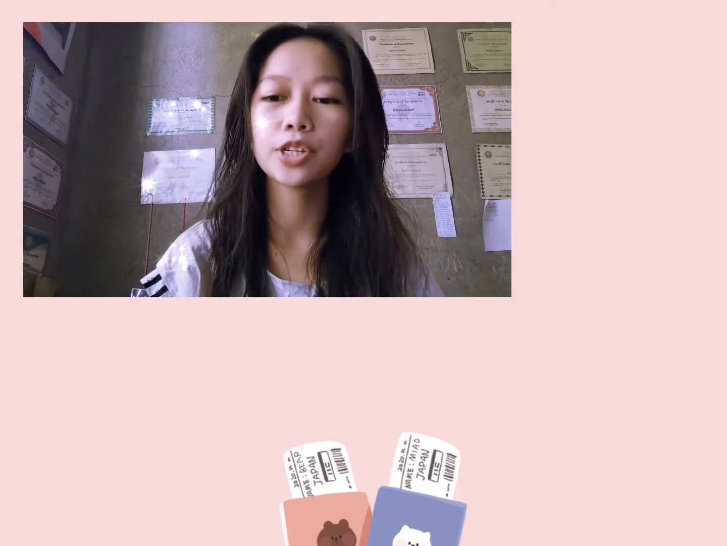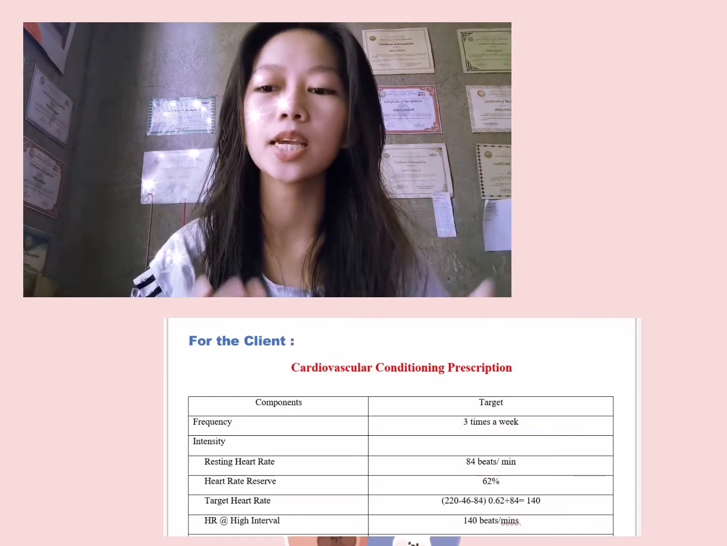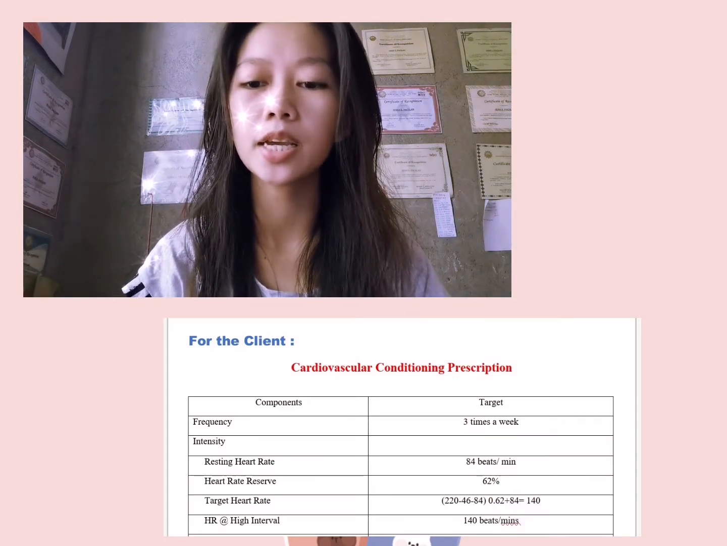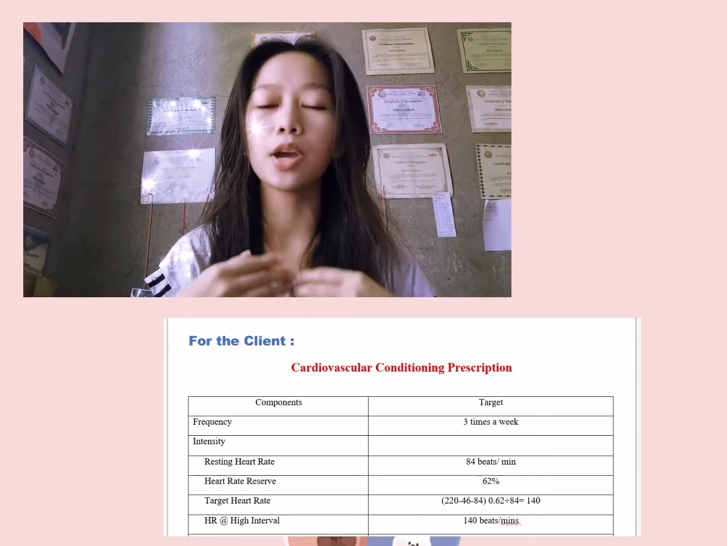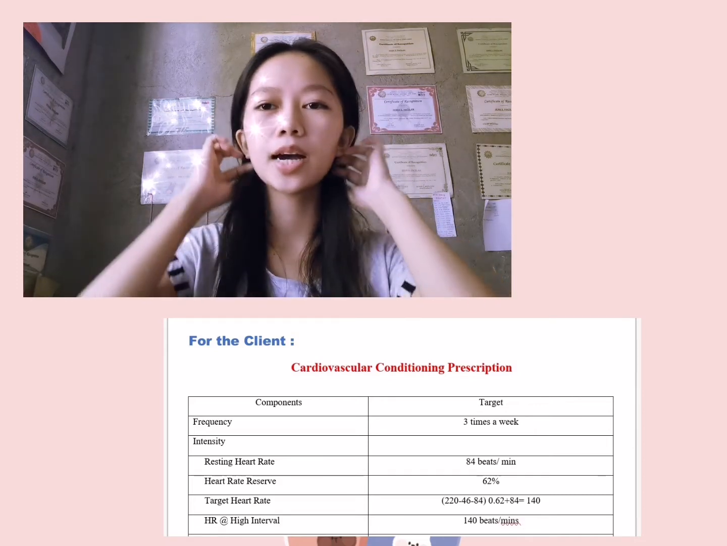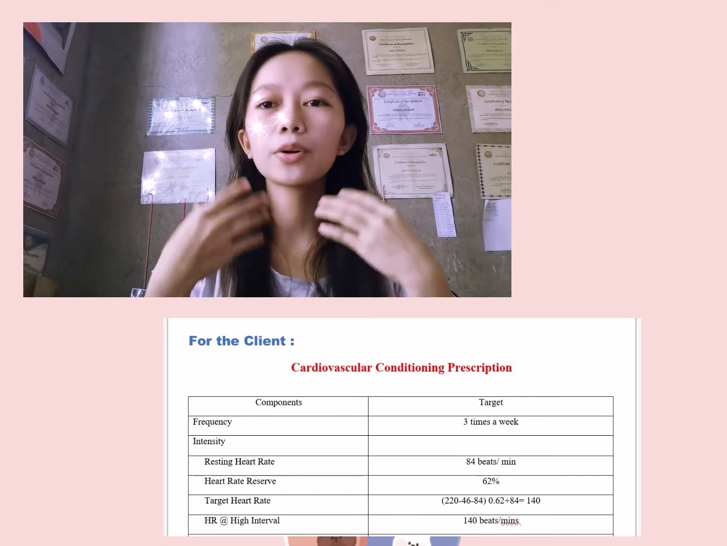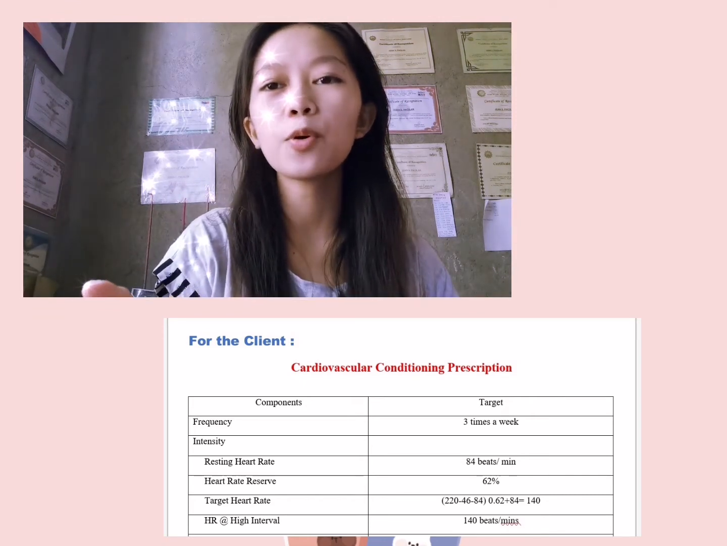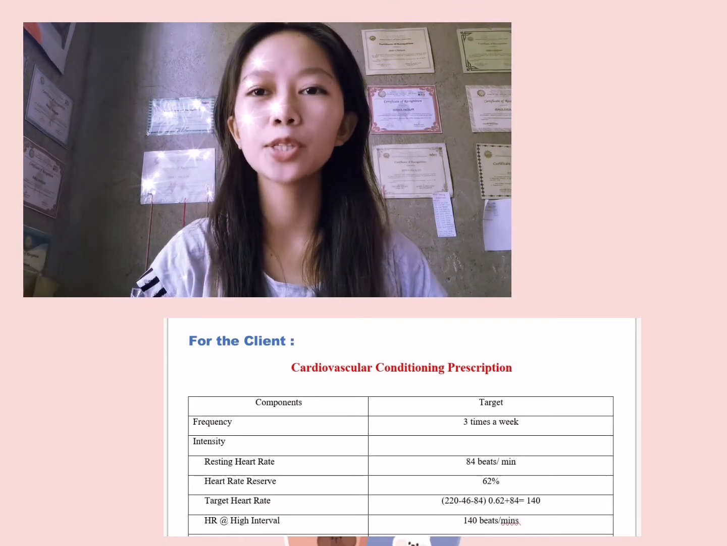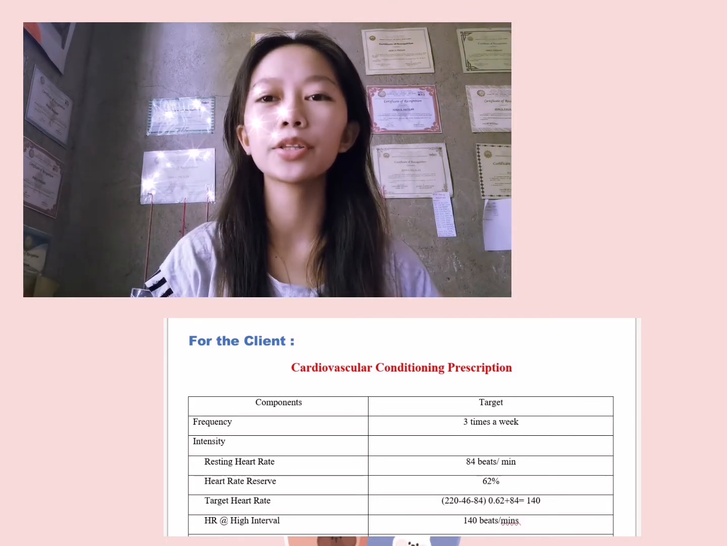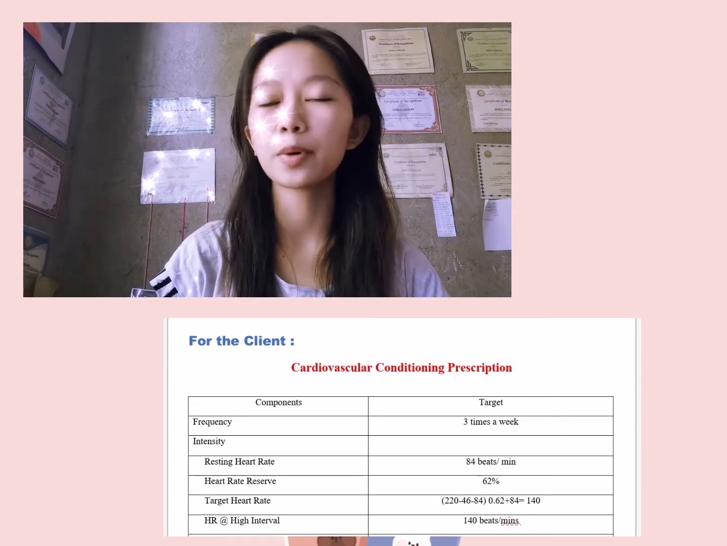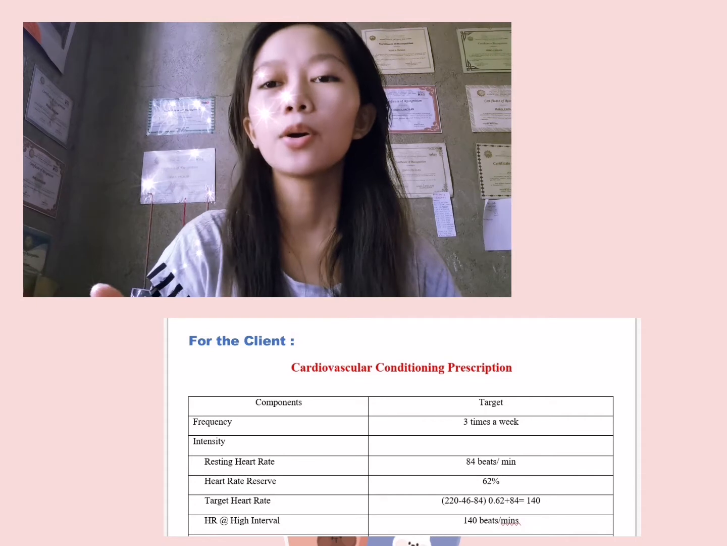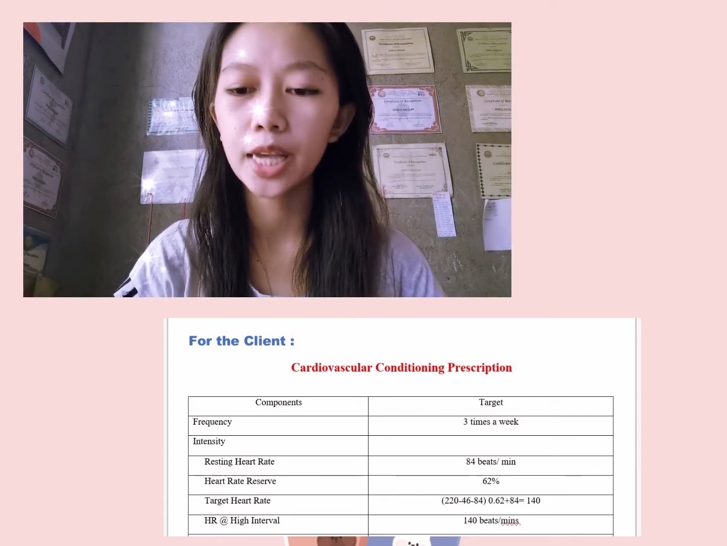So for the cardiovascular conditioning prescription, the frequency is 3 times a week. Its intensity is based on the resting heart rate, which is what her heart rate would be when she's at rest. It is 84 beats per minute, and as we all know, the normal heart beat of a person is 60 to 100 beats per minute. Her heart rate reserve is 62%.